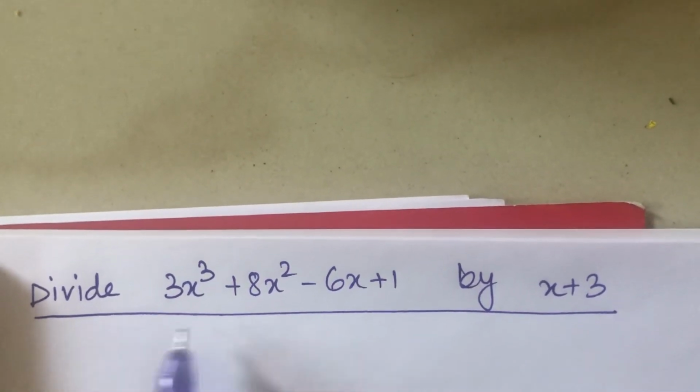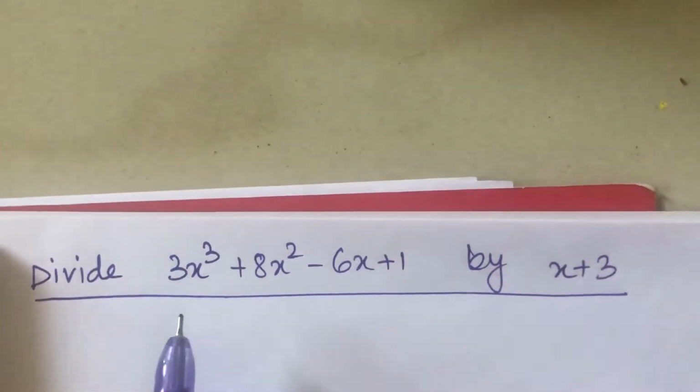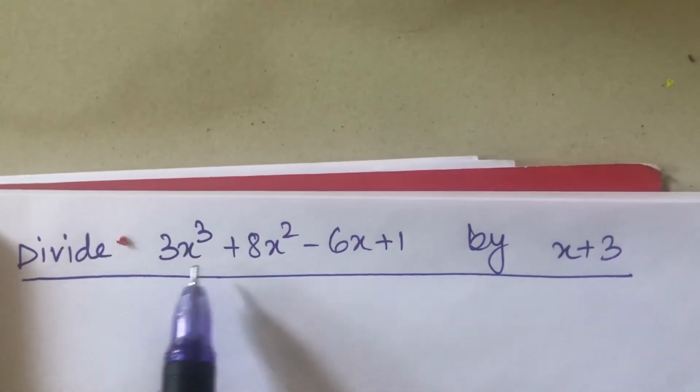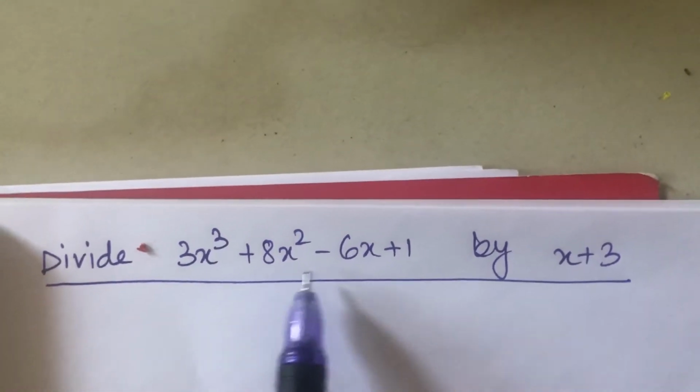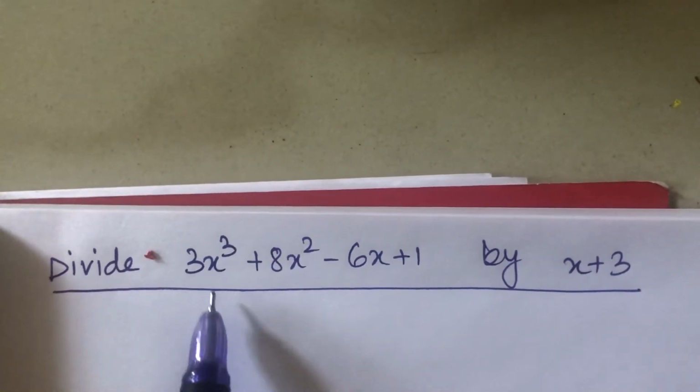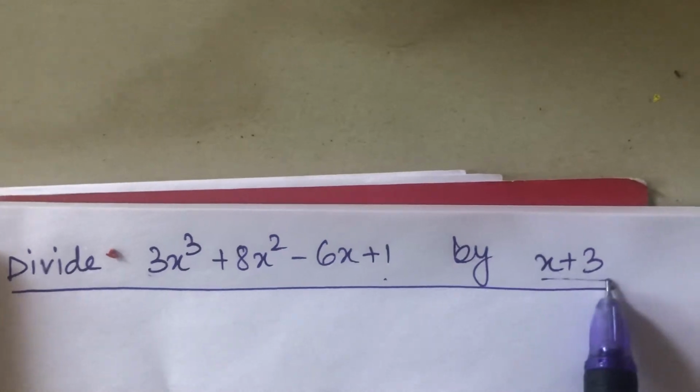So today we are going to learn to divide a polynomial by a polynomial. So the question is: divide 3x cubed plus 8x squared minus 6x plus 1 by x plus 3. This is called our dividend and this is called our divisor.